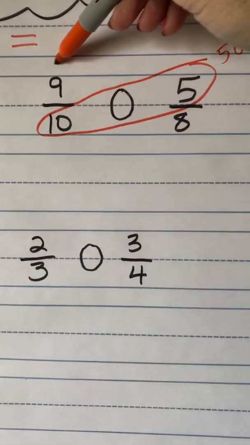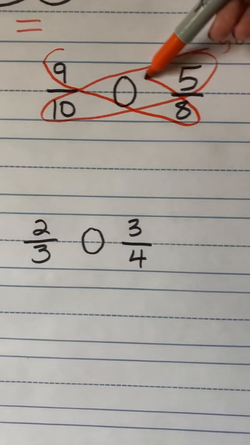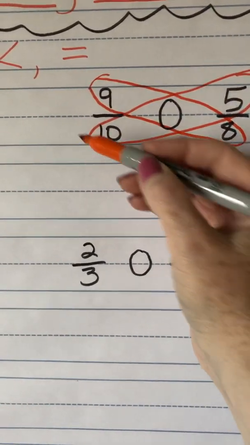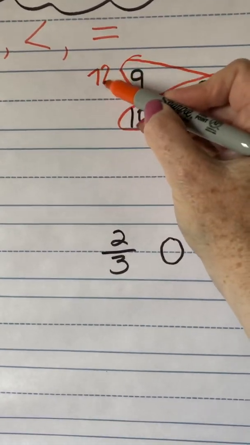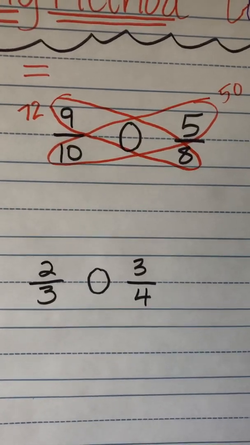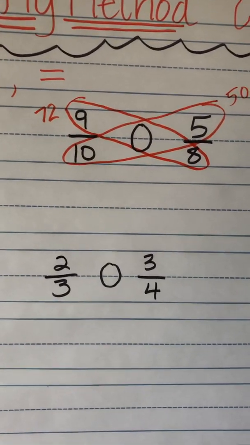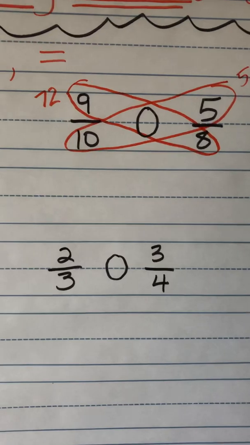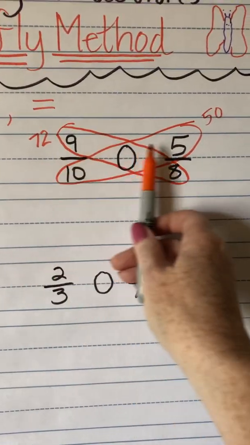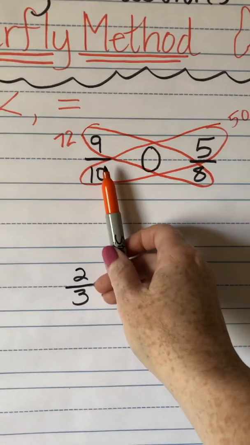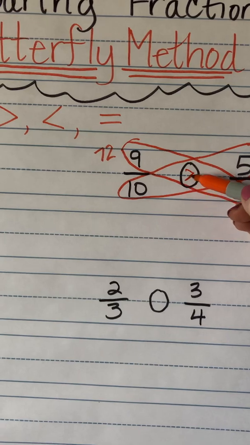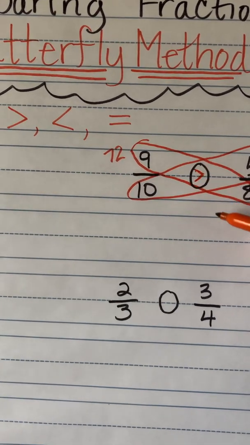And then let's do the next set of wings. 9 times 8, think on it, is 72. I'm going to remind you that this is why practicing your multiplication facts is really important, because you use them in everything. Okay, so now I can see that if I have 72 here and I have 50 here, then 9/10 is actually greater. We're going to put in the greater than symbol.